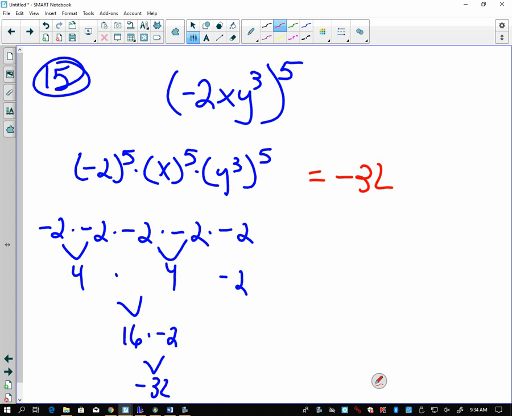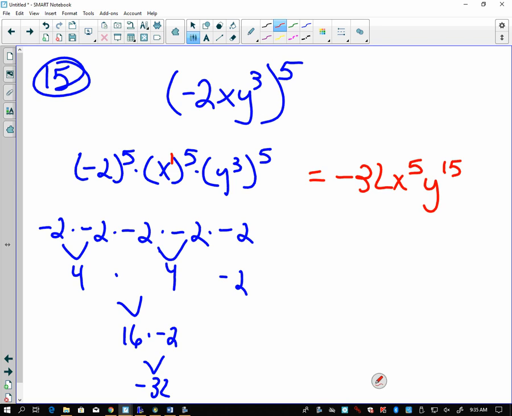So we have negative 32 over here. What's x to the 5th? X to the 5th. What about y cubed to the 5th? Y to the 15th. That's absolutely right, because when I have an exponent taken to an exponent, I multiply exponents. So do we understand how to get negative 32, x to the 5th, y to the 15th? How is it that I only got x to the 5th? What was the exponent on x? 1. And what's 1 times 5? 5. So it wasn't 6 or something like that. We understand that, and we need all the parts to our answer.